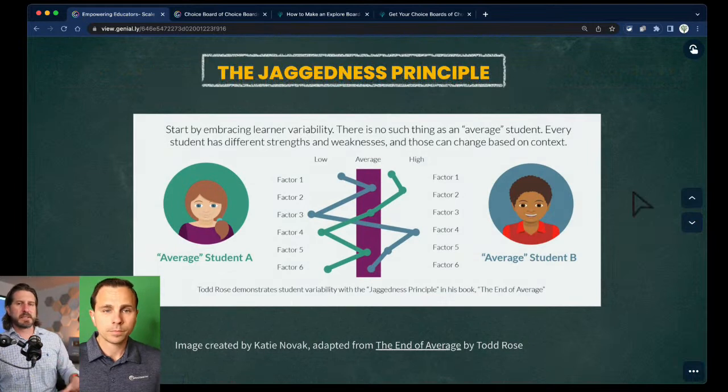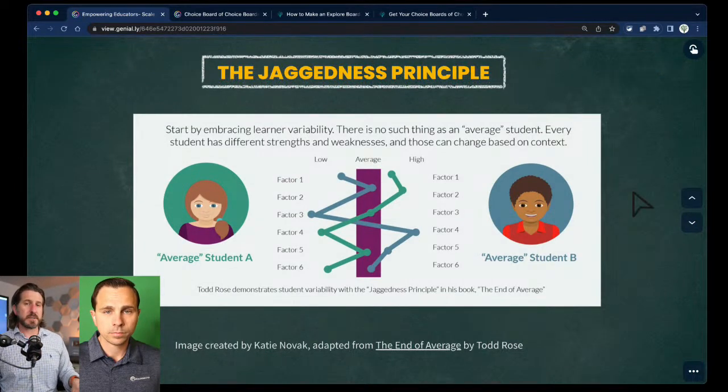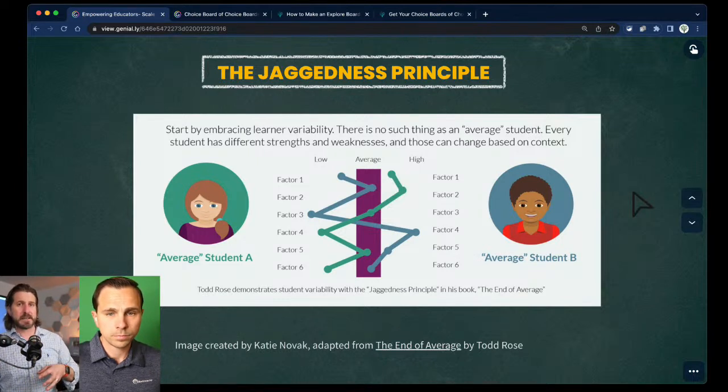Now, this is another principle that is also not new, but was highlighted in the book, The End of Average, which I highly recommend everybody checks out. It's by Todd Rose. And this is a wonderful graphic depiction that Katie Novak created, adapting a graphic that's in that book, describing this idea of the jaggedness principle. And I know this is something that you brought up in another webinar, Tom. And so I was curious if you could explain what's going on here.